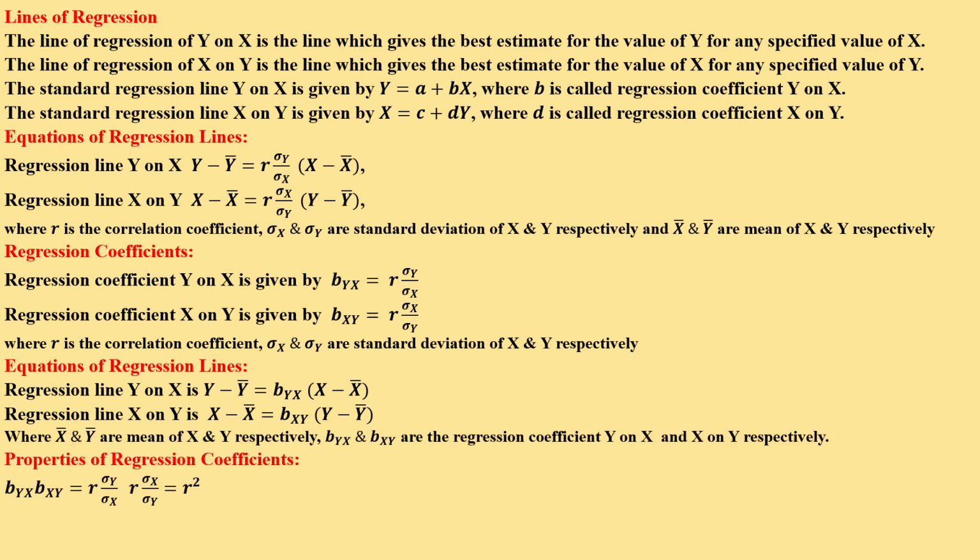Properties of regression lines. These are all important things. The product of the regression coefficients byx into bxy is equal to r into sigma y by sigma x, into r into sigma x by sigma y. Sigma y gets cancelled, sigma x gets cancelled, so you will get r square. So r is equal to plus or minus root of byx into bxy. This is a very important property of regression coefficients.